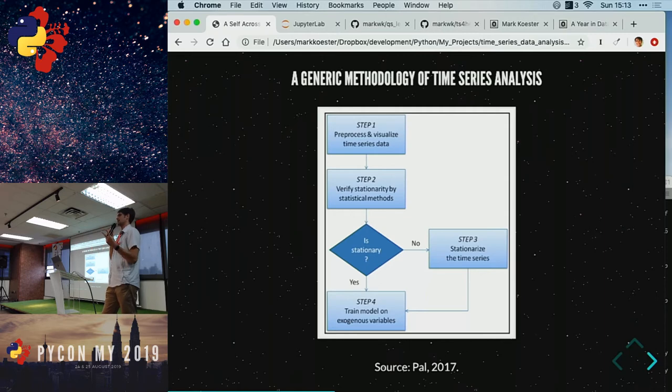And then the second thing you want to do is check for stationarity. So you want to check, is time affecting my data? Are there patterns? So we're going to look at that. First, we're going to look at how to visualize. We're going to do some statistical checks. And then we get to the question, is my data stationary? If it's not, then we need to do some stuff. If it is, then we can start building a model.